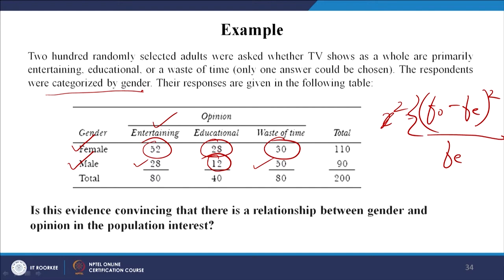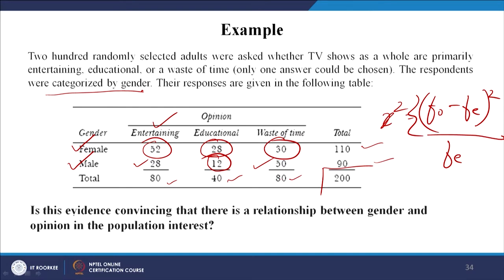52, 60, 70, 80 plus 30, 110; 28 plus 12 plus 50, that comes to 20, 30, 40, 50, 90. Similarly, this side 56, 70, 80, 40 and 80, right. So, these are all known to us, and the overall total, if you see, this 80 plus 40 plus 80, 200, 110 plus 90, 200.